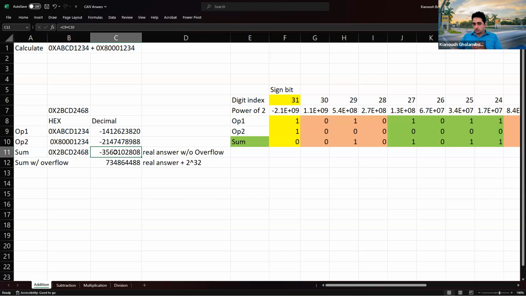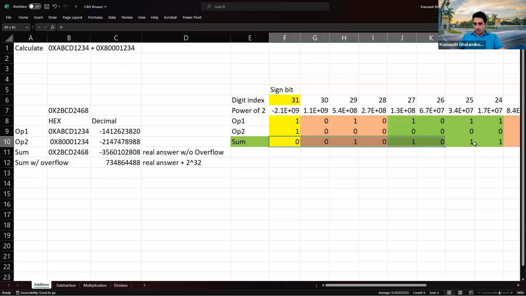And that's way beyond that. That's way smaller than the minimum. So it's not a surprise that we resulted in an overflow. I told you that the sum of two negative numbers came out positive. And this is not going to be the answer. The answer is basically the last row.